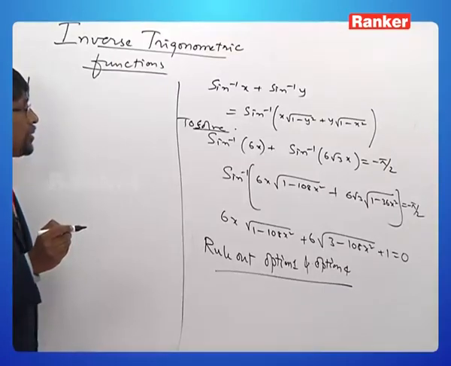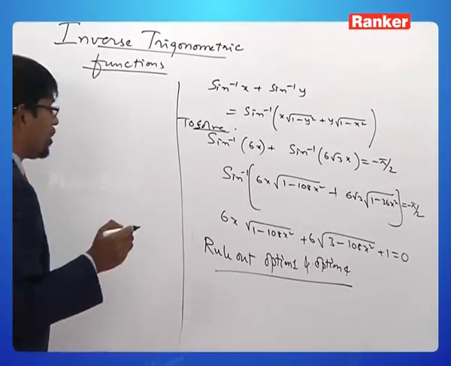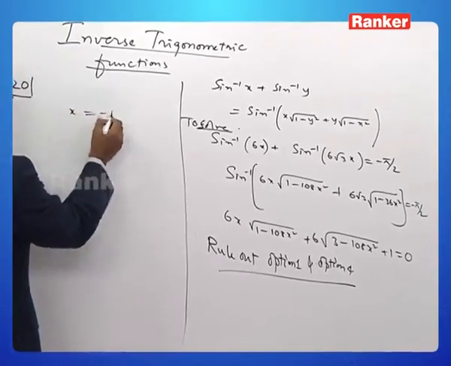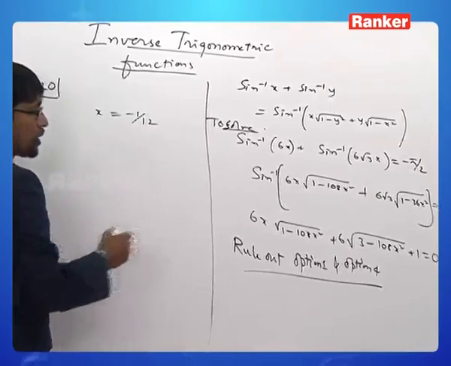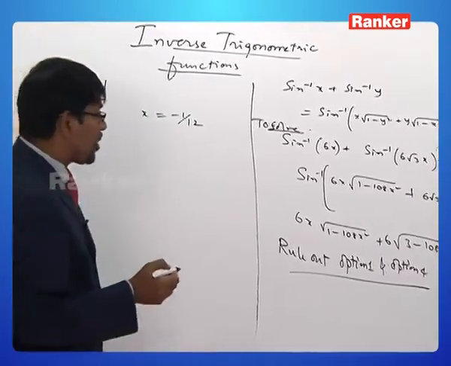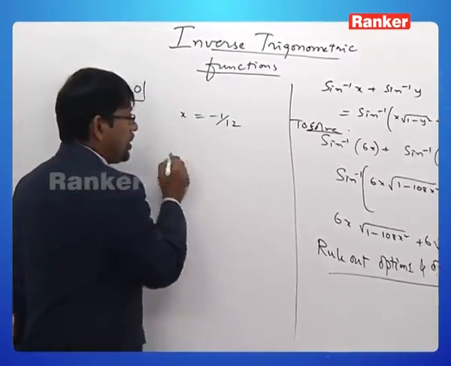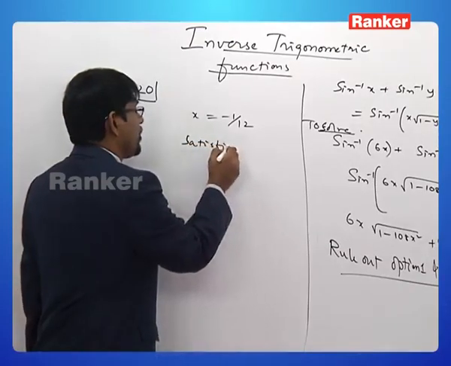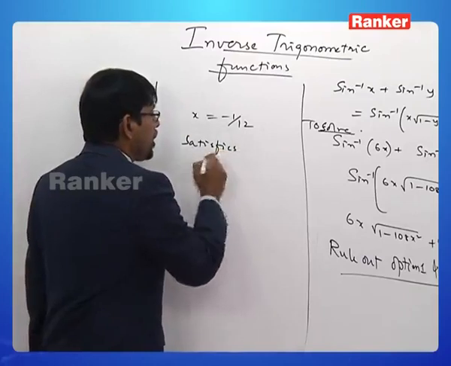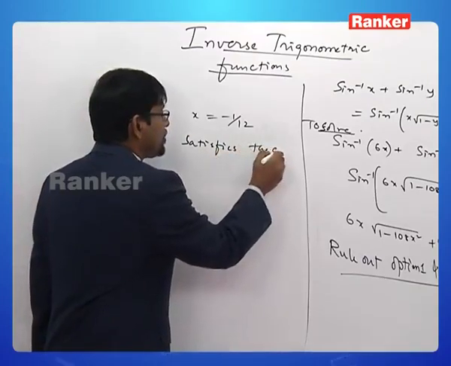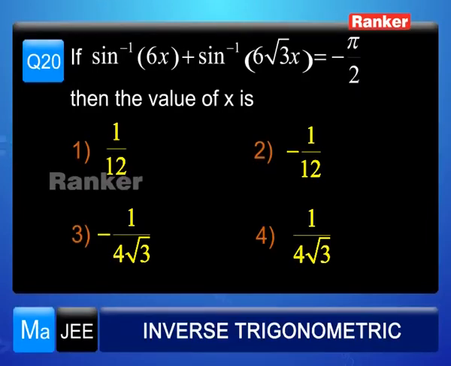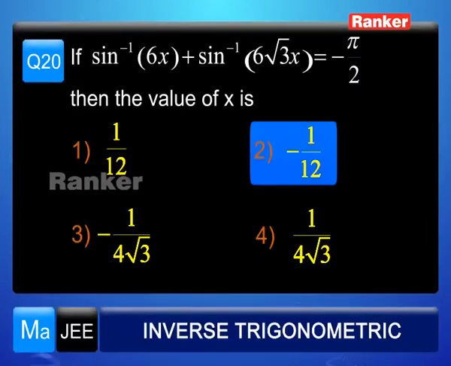So what else can you look at? Now, we'll try for x equal to minus 1 by 12. If I put x equal to minus 1 by 12, it's clearly satisfying that equation. It's a simple check, it satisfies the equation. So, hence, option 2 is the right answer.